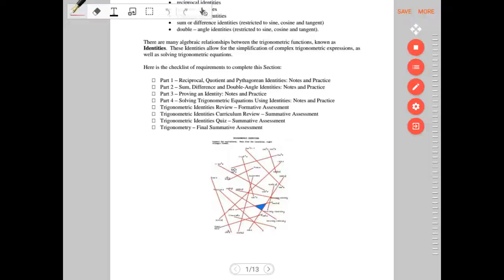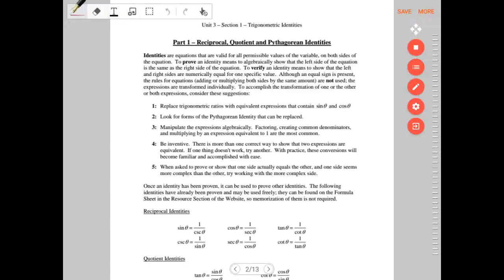Okay, so let's get right into this. This is arguably the more difficult of all of the trig sections, but the most fun when you get into it, in my opinion. Okay, part 1, reciprocal, quotient, and Pythagorean identities.